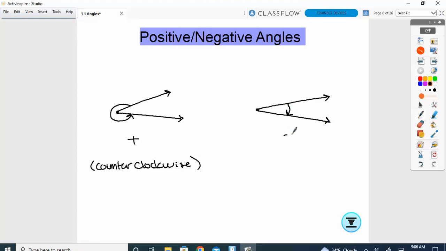Negative angles spin clockwise. And again, there's a couple ways. I did my counterclockwise going outside. You could have also had one that just went from here to here. That's still positive. If I had an angle that spun around the outside like this, that would still be negative. You're looking at direction, clockwise or counterclockwise. So basically, if it starts going up, that's your positive, down is your negative.